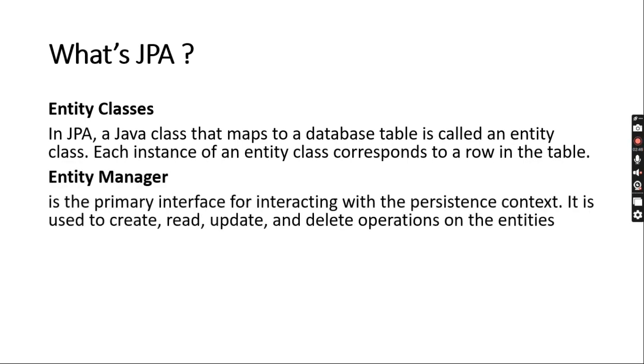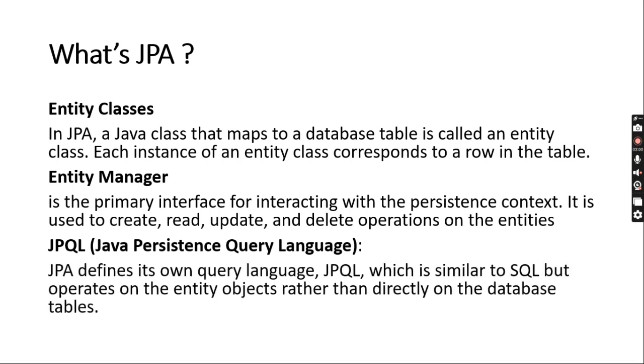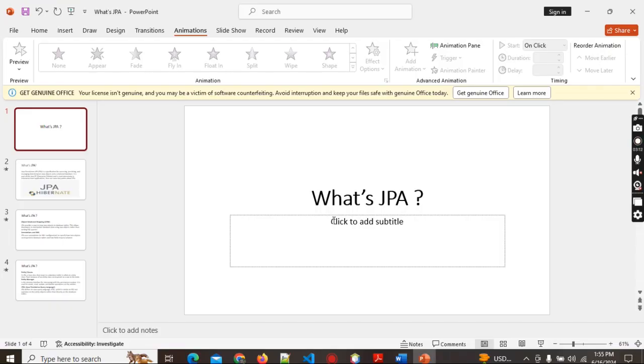Then you have another object called the Entity Manager. This is the primary interface for interacting with the persistence context, used to create, update, and delete data in a database. And there is the Java Persistence Query Language, like SQL, which allows you to speak to the database and retrieve, store, manipulate, and update data on the databases. So that's about JPA.